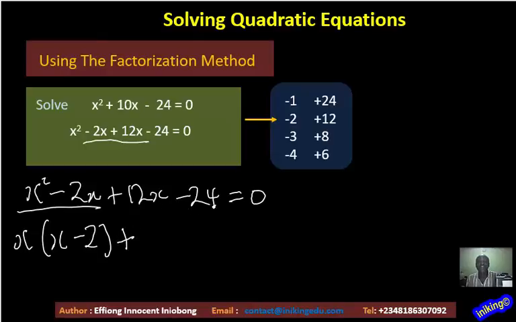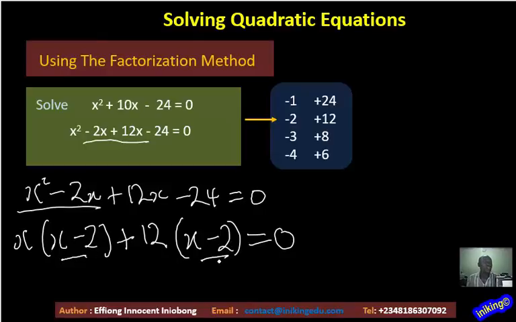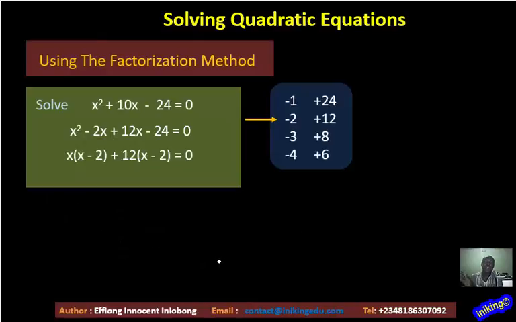Between 12x and minus 24, of course, you agree that 12 is common. And I open my bracket. Plus 12x divided by plus 12 will give me x. Minus 24 divided by plus 12 will give me minus 2. And I close my bracket. There. Again, you can see what I have in the bracket here is my x minus 2. What I also have here is x minus 2. If they are not, something is wrong. So that's it there on our screen.